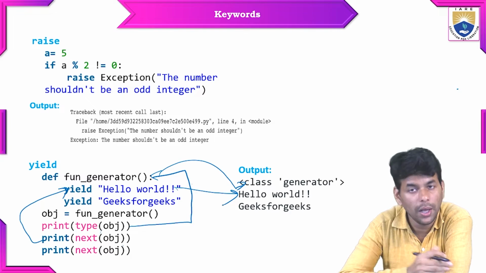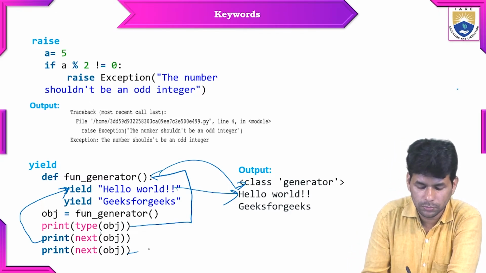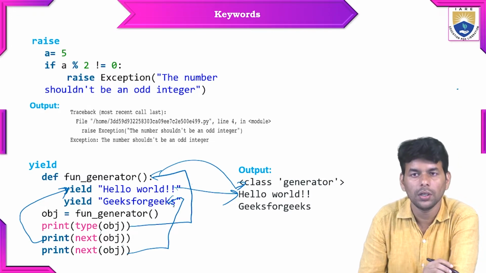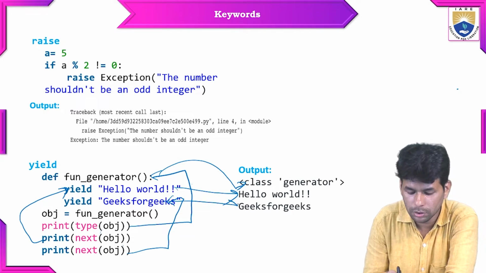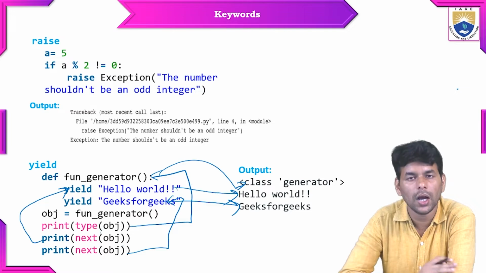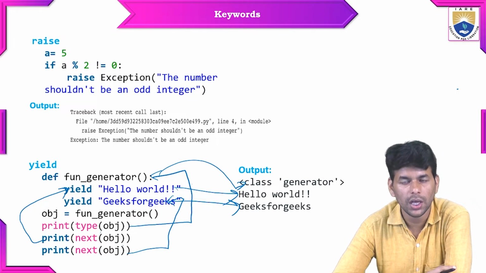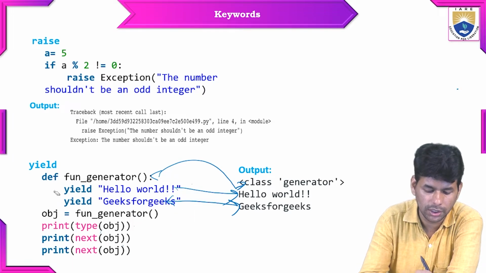The next one is what? Print next of object. There again, it will go to this one. Here I'm again having some value. That some value is nothing but geeks for geeks. So again it will go to this one. So this is the usage of the yield keyword, how it works, how it returns the value. Now again we will see the next keyword.